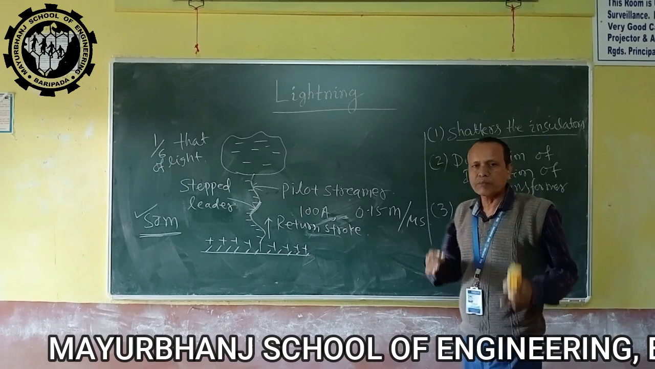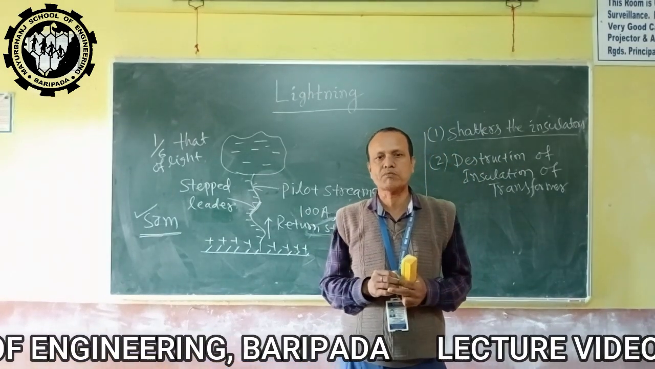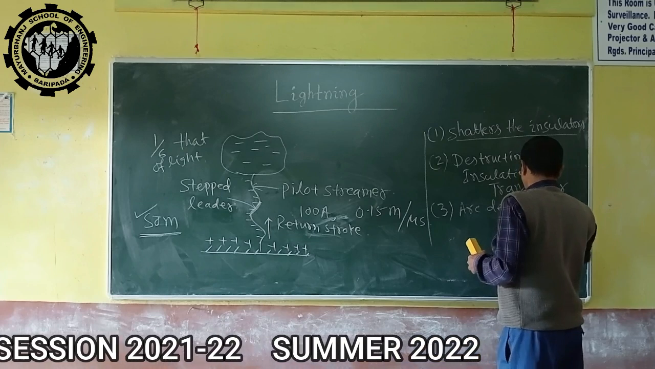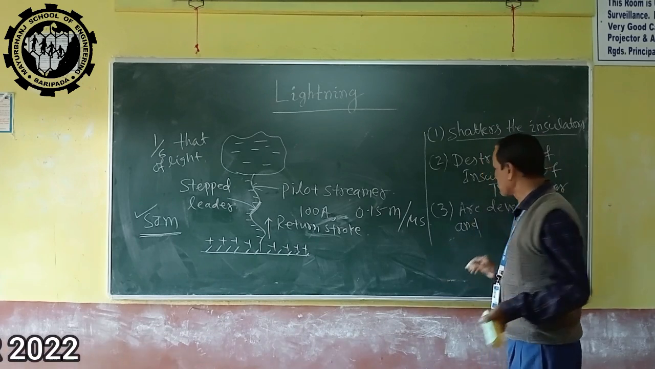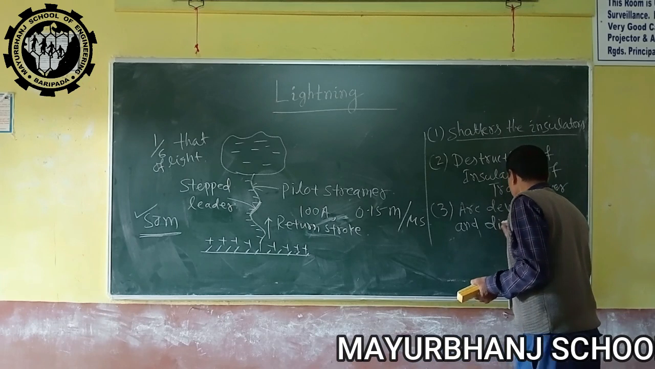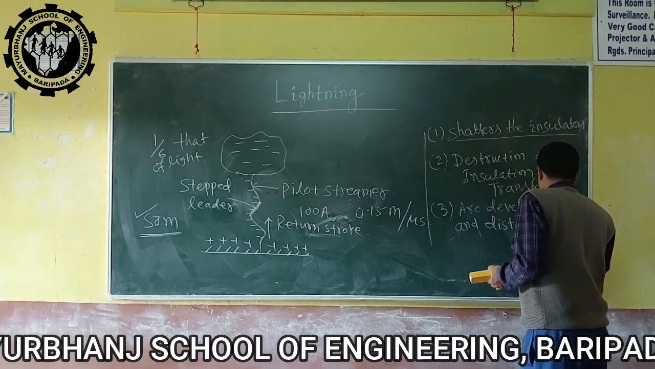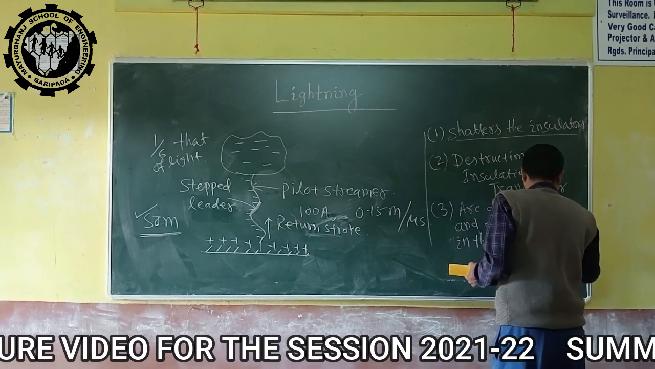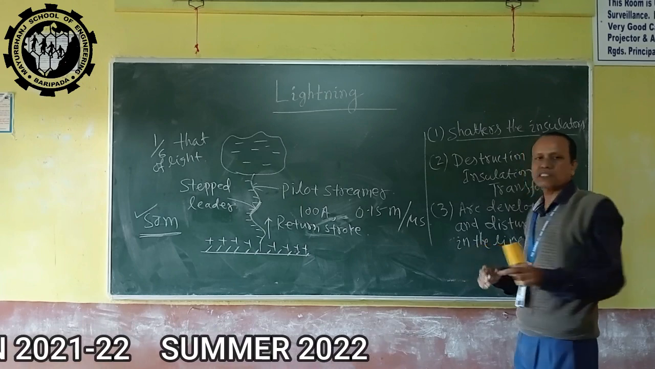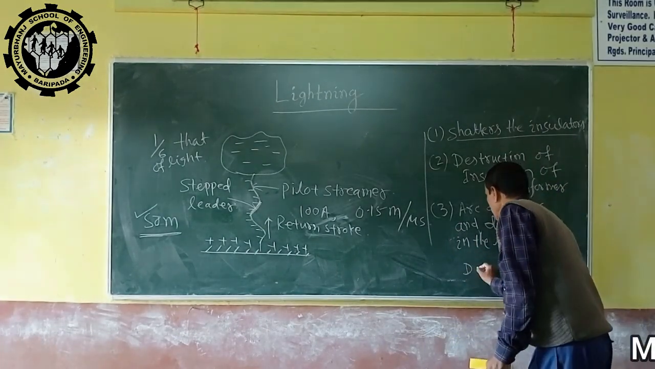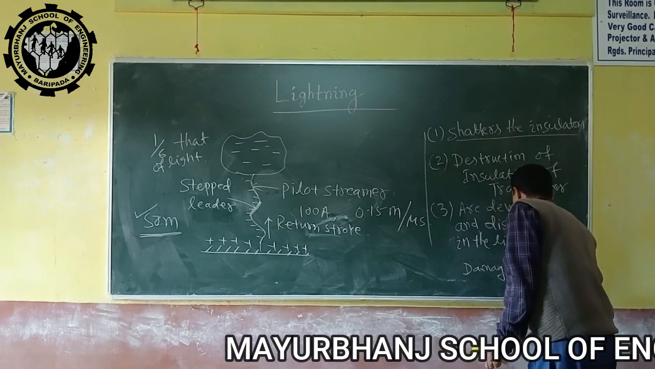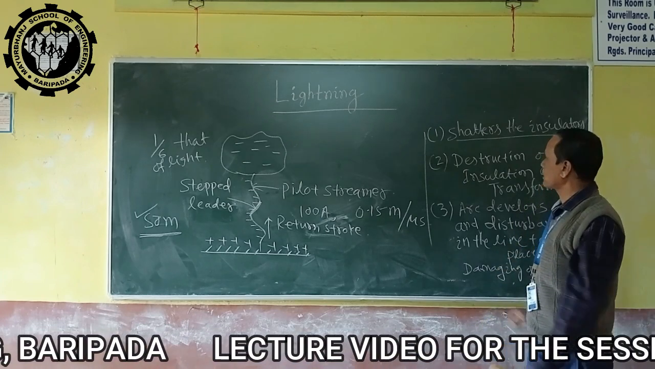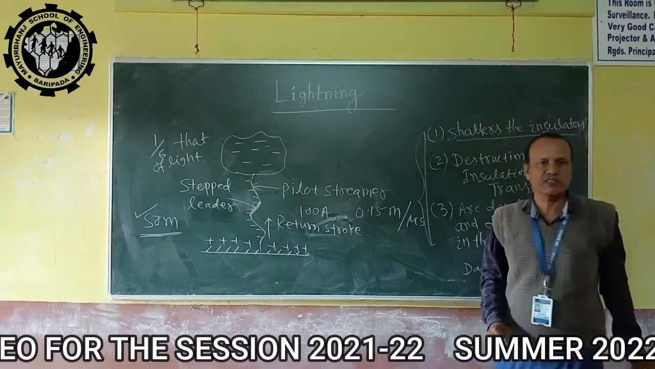Similarly, third, at any point of the power system, an arc is developed, and due to this arc there is disturbance in the line, which damages the equipment connected to the line. So, damaging of equipment. So these are all the harmful effects of lightning.